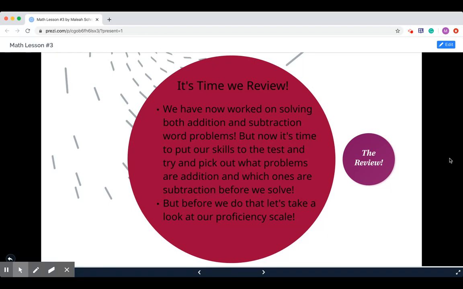We have now worked on solving both addition and subtraction word problems, but now it's time to put our skills to the test and try and pick out what word problems are addition and which ones are subtraction before we solve. But before we do that, let's take another look at our proficiency scale.